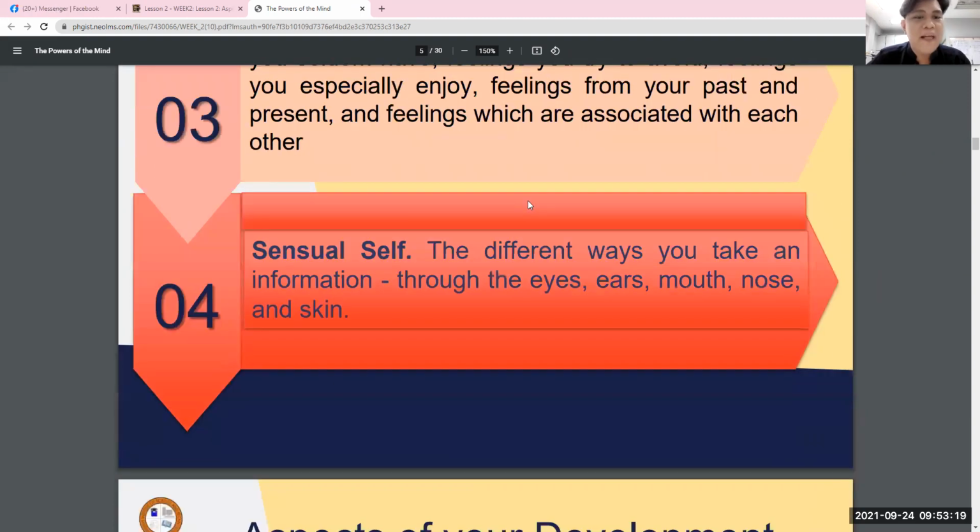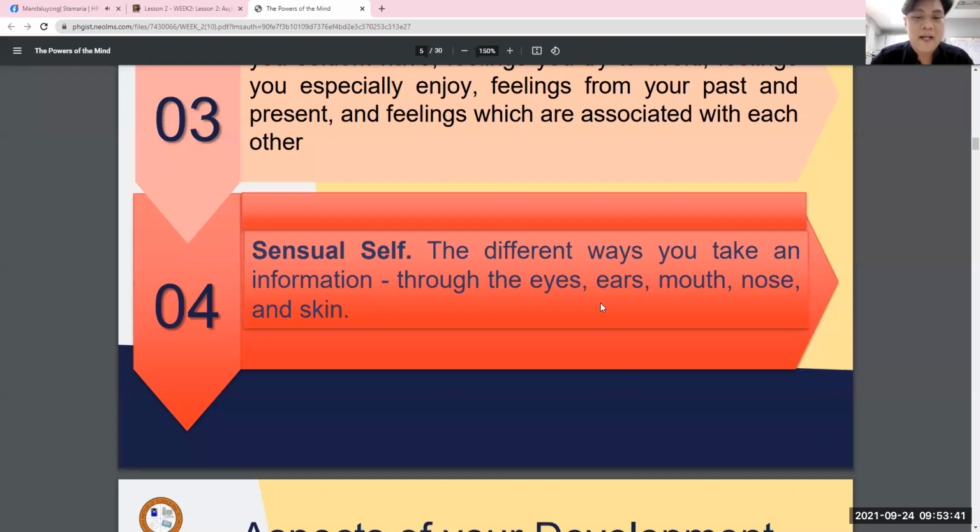So another one natin is the sensual self. Ayan, sensual now. So sensual is the different way you take an information through the eyes, ears, mouth, nose and skin. Napagsama ko yung mouth at saka nose, mouse, di ba? Okay, the sensual self, these are using your five senses.